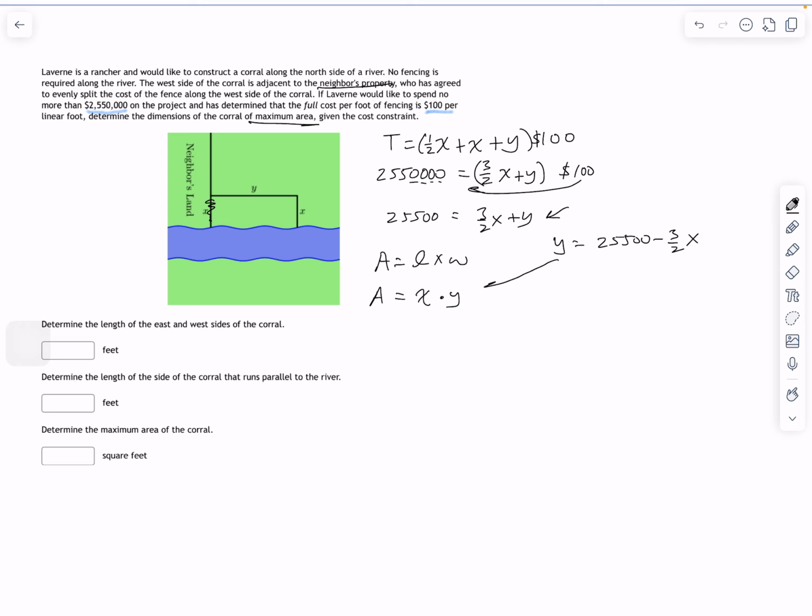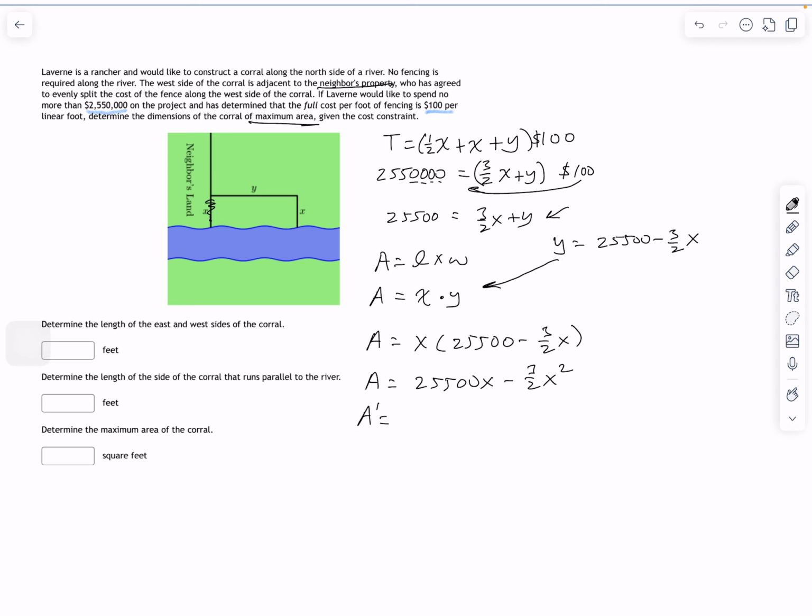And we're going to plug that in here. The area equation is equal to x times (25,500 minus 3 over 2 x). We can go ahead and distribute that, so area is equal to 25,500x minus 3 over 2 x squared. Okay, let's go and optimize it. We take the derivative, set it equal to 0, looking for those critical points.